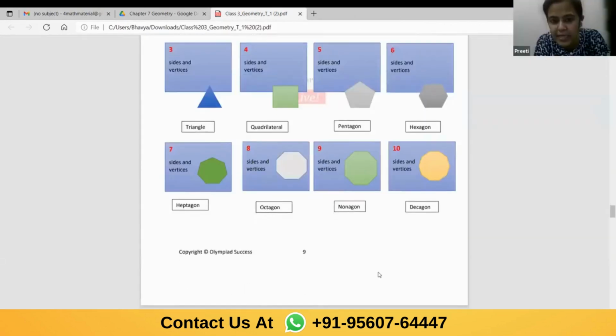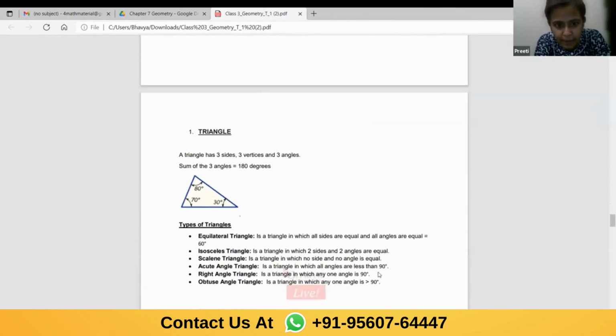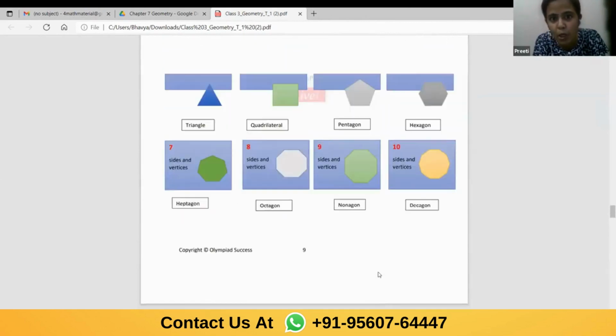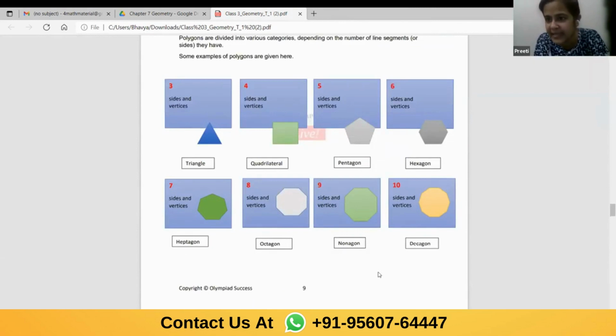Fine. So these are the closed figures. Now let's talk about something. You all know what vertices and sides are? Yes, ma'am, we learned this in term 1. So a triangle has 3 sides, and if you look here, it has 3 corners also. Corners and vertices are one and the same thing. So a triangle has 3 sides, 3 corners.